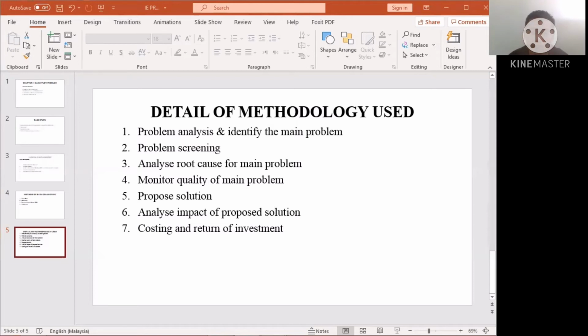So the formula for the ROI is revenue over marketing cost times 100. So we will get the ROI.